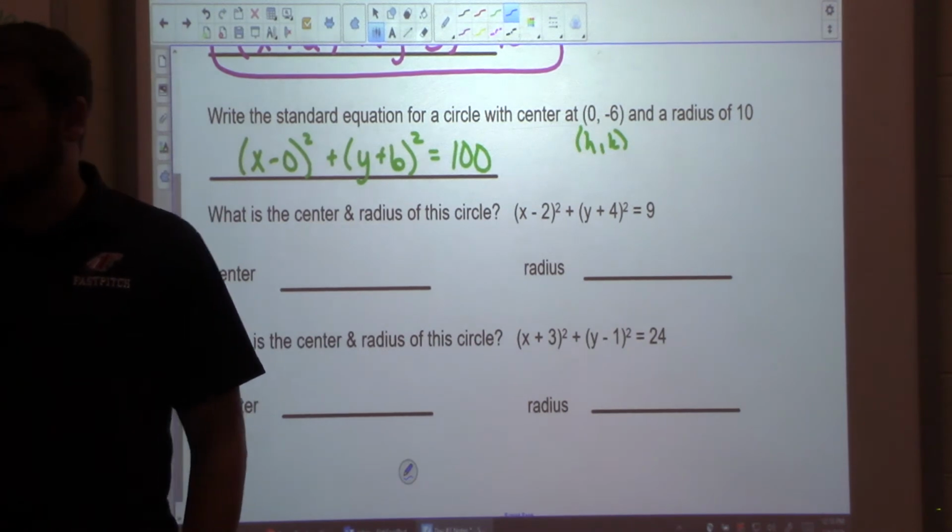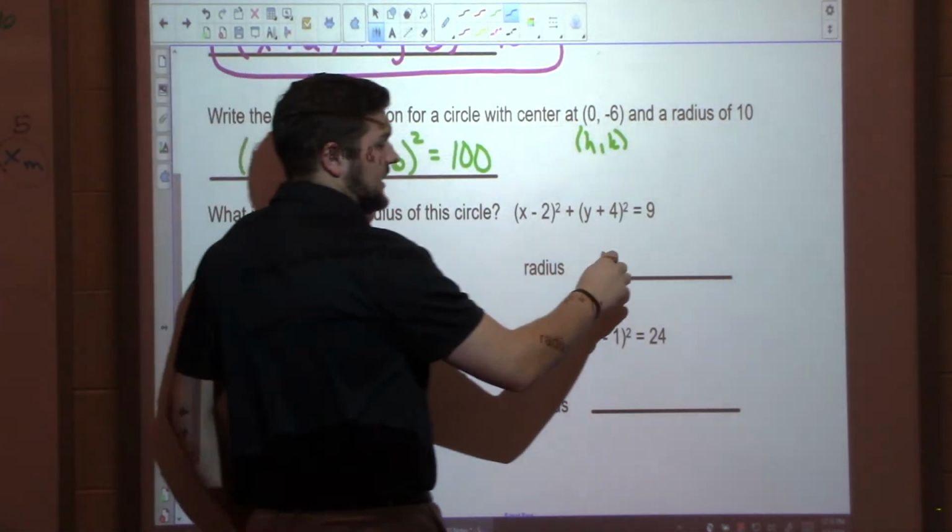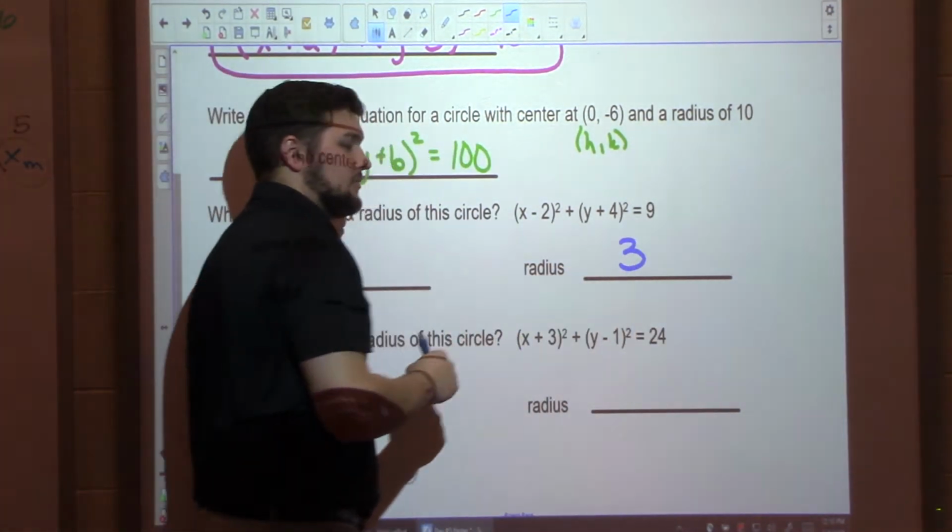Square rooting it, because it's r squared. Well, square root of 9 is 3. So my radius is 3.